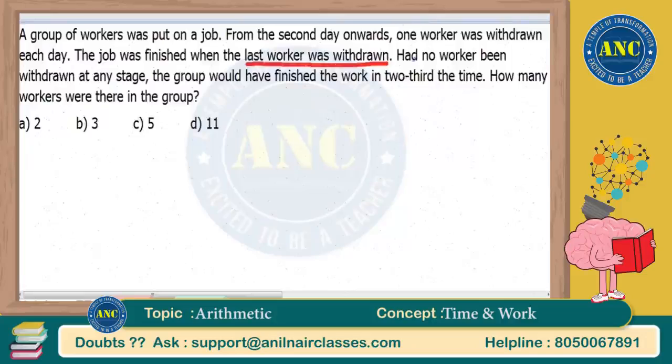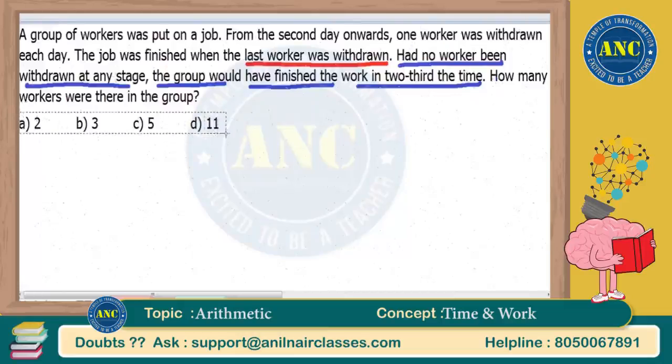Now, your question is, had no worker been withdrawn at any stage, the group would have finished the work in 2/3 the time. That means, suppose no worker left at any point of time, then the group would have finished the job in 2/3 of the time. How many workers were there in the group is the question. Now listen to this carefully. Again, the best way of solving this question is by answer options.